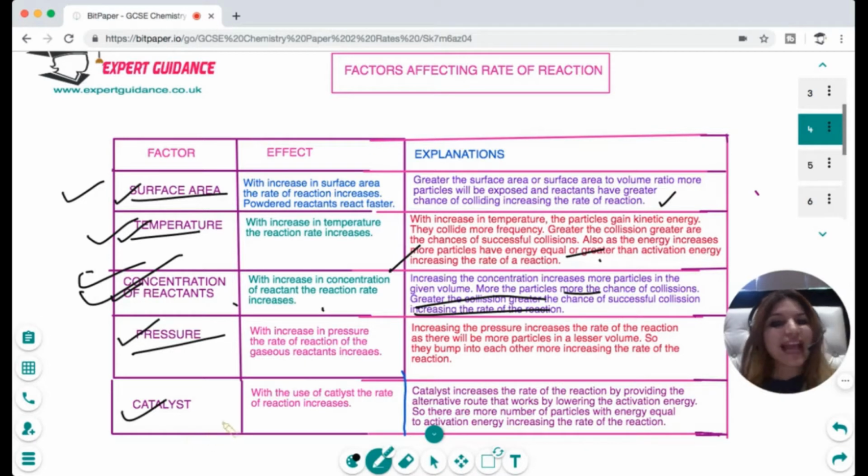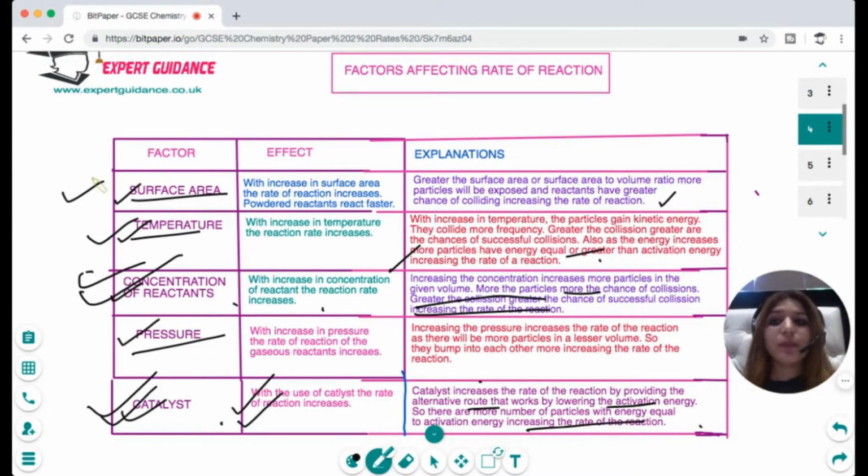Now, what does catalyst do? This is very important. You should be able to explain it graphically. That we'll be doing next. With the use of catalyst, the rate of reaction increases. How? This is for the second part of the collision theory, that catalyst provides an alternative route to a reaction that lowers the activation energy. Now, as the activation energy of the reaction is lowered, you have more particles having the energy equal to the activation energy, increasing the rate of reaction.